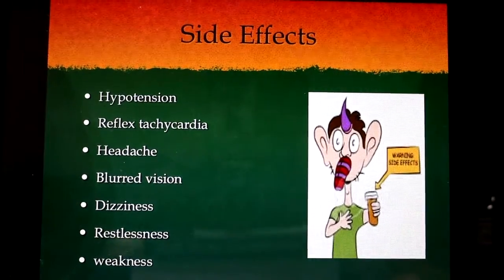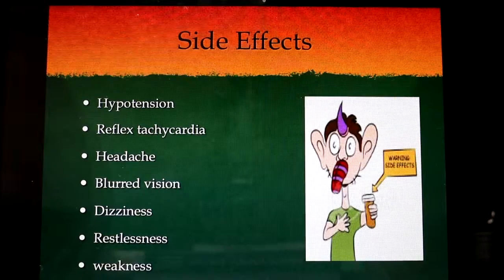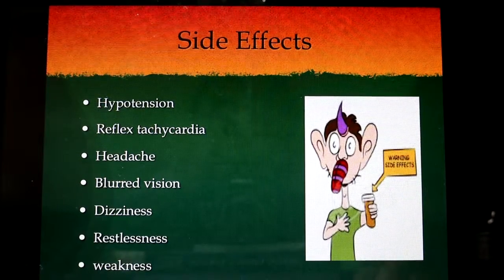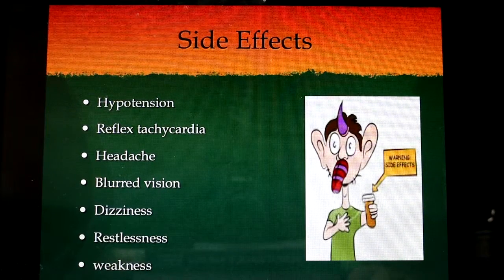Now we are talking about side effects. What are the different side effects of nitroglycerin? Hypotension. Client can experience tachycardia, headache, blurred vision, dizziness, restlessness, and weakness.